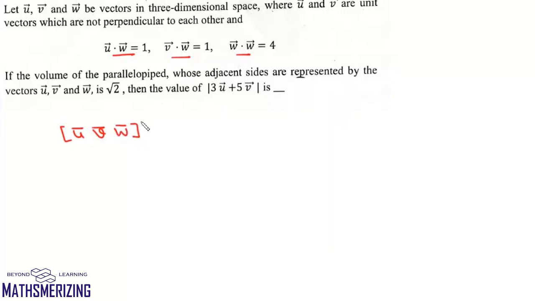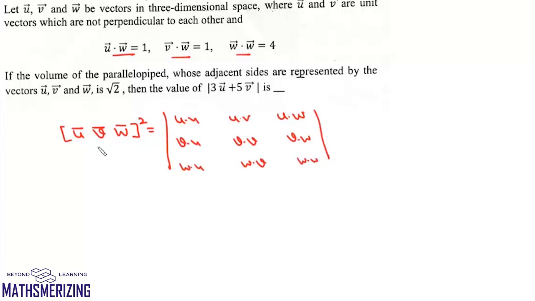Now we know that the volume of a parallelepiped is given by this box product [u v w], and this [u v w] square will be equal to the determinant with rows: u dot u, u dot v, u dot w; v dot u, v dot v, v dot w; and w dot u, w dot v, and w dot w. Now it is given that this is root 2. So this value will be equal to 2. Now since u and v are unit vectors, this is 1, and w dot w is 4.